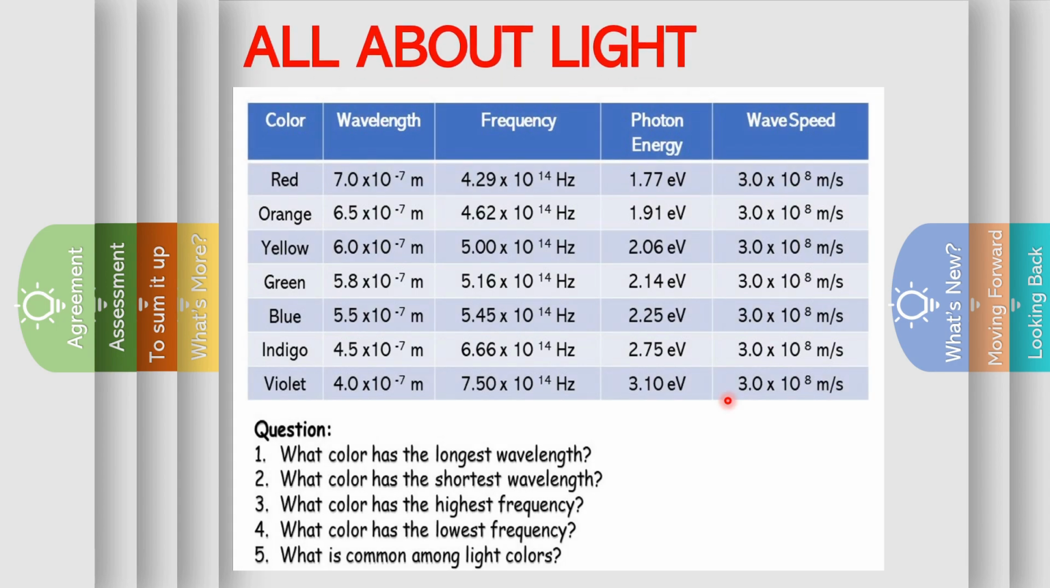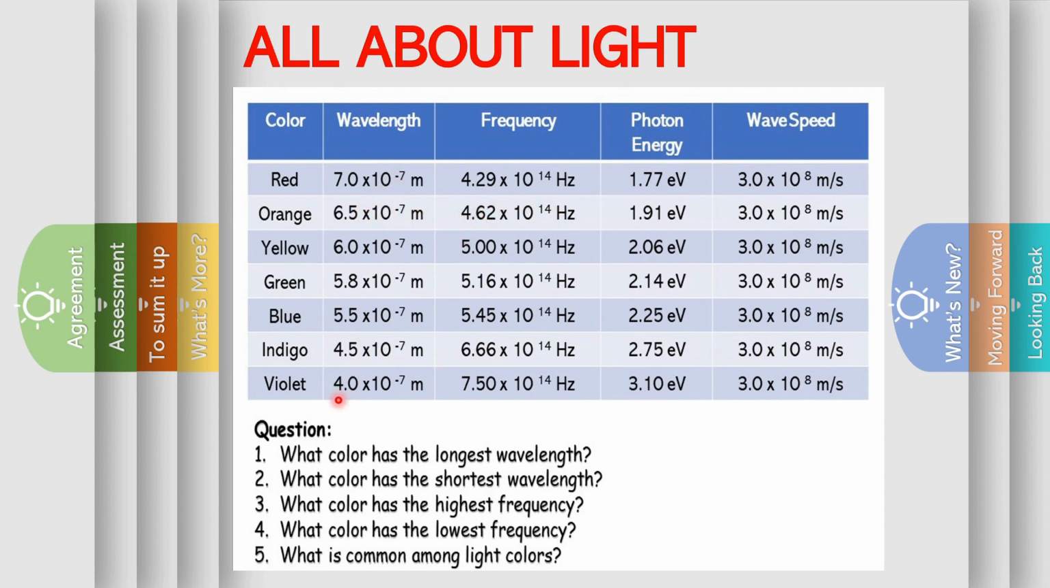Now, this is what I'm talking about kanina. So, all the colors are the product of light. Kasi ang white light is a combination of the 7 colors. We have red, orange, yellow, green, blue, indigo, violet. Now, each type of light or each type of color indicates different wavelength and different frequency and different photon energy. Okay? But they have the same wave speed. Bakit? Kasi they are light. So, pare-pareha sila 300 million meters per second.